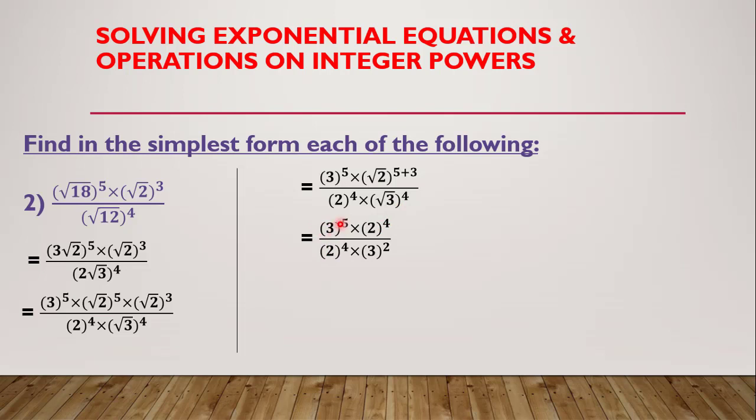And we still have 3 power 5 over 3 power 2. How can I solve it? I'll subtract the powers. Divide the same base. So subtract the powers. It will be 3 power 3. 3 power 3 equals 27.